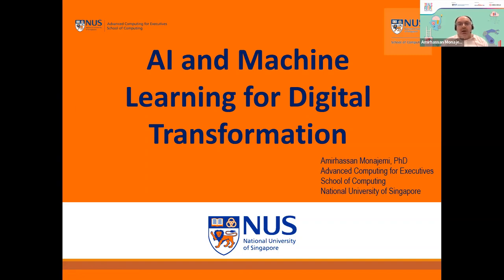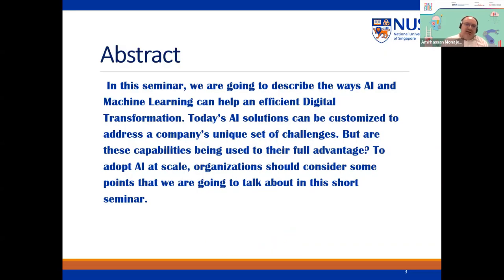And we would like to see if AI and machine learning can help us to have a kind of more efficient digital transformation. In this seminar, we are going to describe the ways AI and machine learning can help us to have easy, cheap, fast, and effective digital transformation in different businesses. All solutions can be customized nowadays to address all the businesses or a unique business challenges.